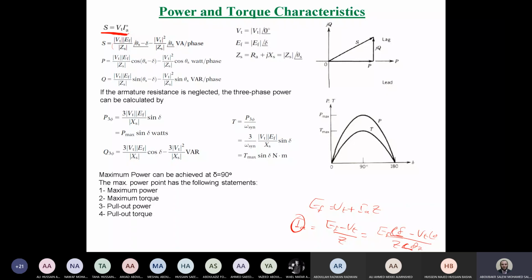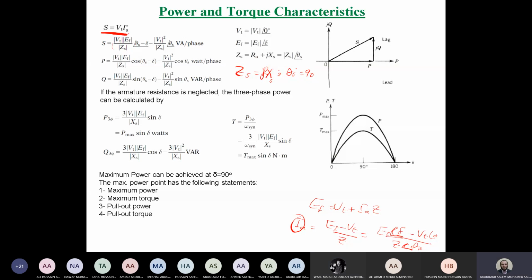As we consider, guys, the armature resistance is very, very small. If we apply that in Z, so if Z equals only R, which means theta S equals what, guys? If the resistance is zero, so R equals 0, so Z equals jXS. So theta S equals what, guys? 90 degrees. This is right.